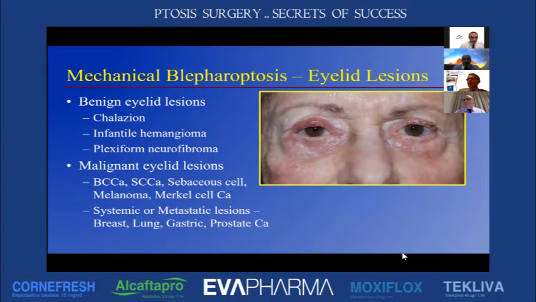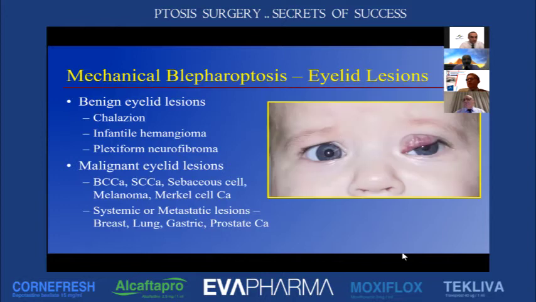So just talking about eyelid lesions, they can be very benign, such as chalazia. That's probably every single day in my clinic. We see patients that have chalazia. Patients with infantile hemangioma, if it's on the eyelid, can certainly present with a ptosis.